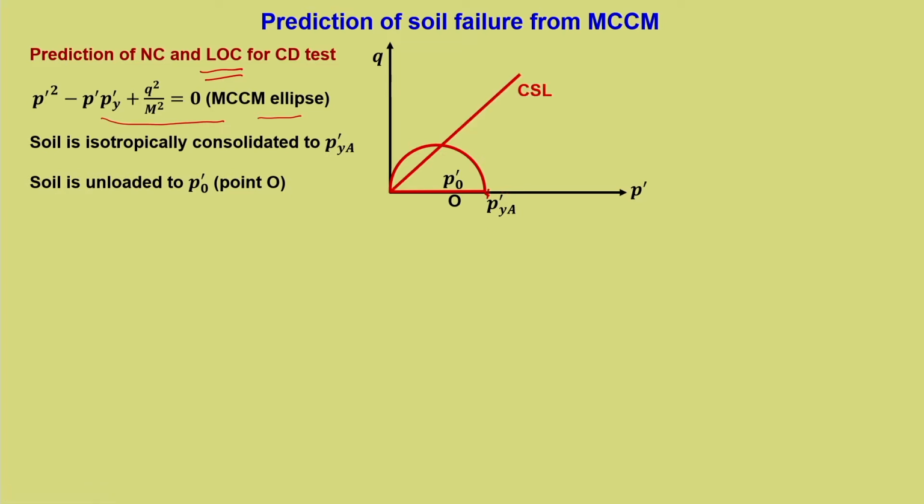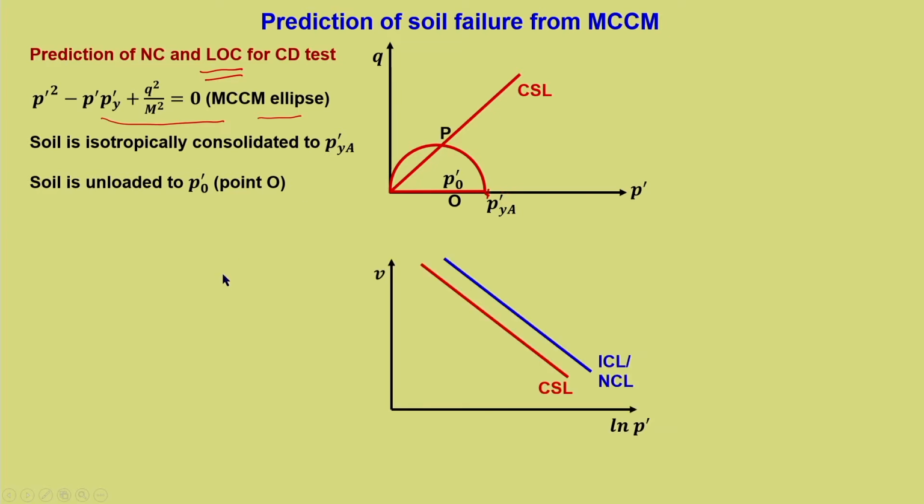Now, the critical state line has been marked, and according to MCCM it passes through the center. Now, we have the V ln P dash plot. This is the isotropic consolidation point P dash yA. Let us say it is unloaded from P dash yA to generate P naught dash. So, this is point P, and here you can see it is P naught dash. So, it is unloaded to P naught dash. This is very essential now to understand these sequential steps.